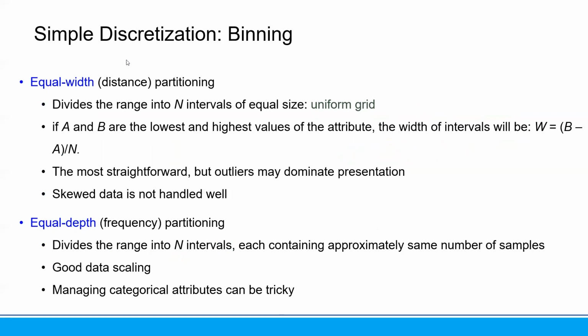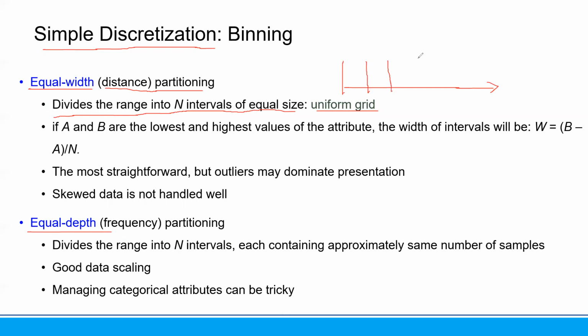Binning is a simple discretization. There are two types of binning. The first is equal width, and the other is equal depth. The equal width or equal distance partitioning divides the range into intervals of equal size, or a uniform grid. So if I have this data, it should be equal on the width. The data will be at equal intervals or equal distance.